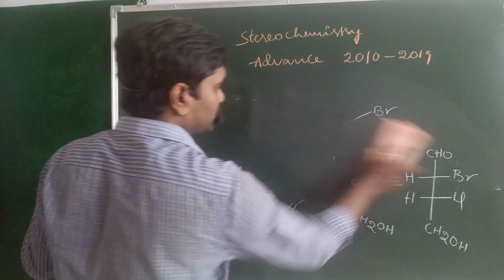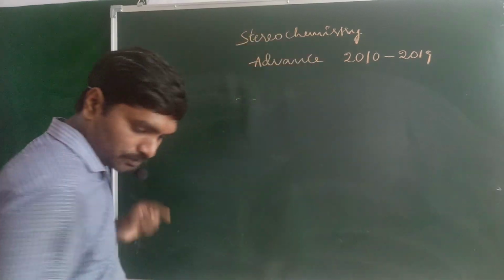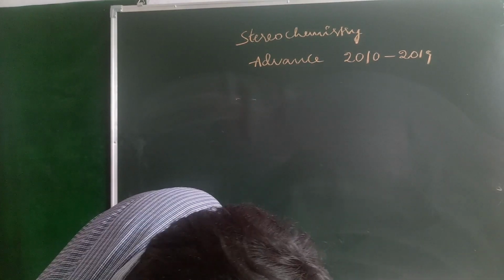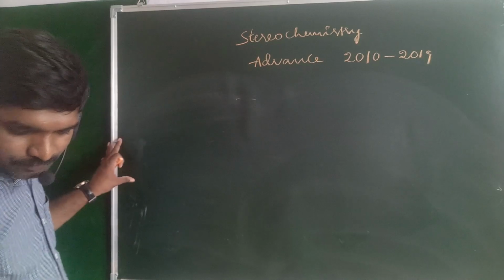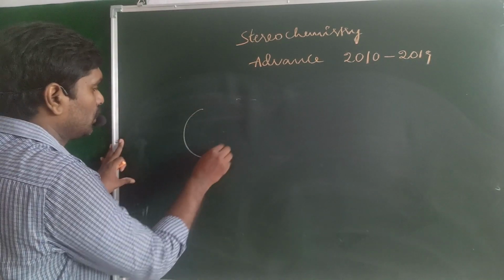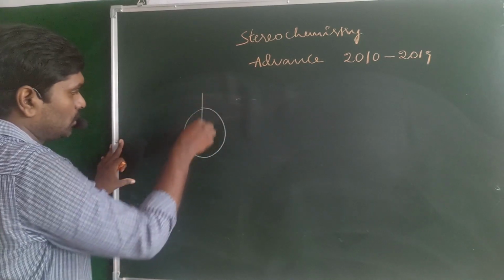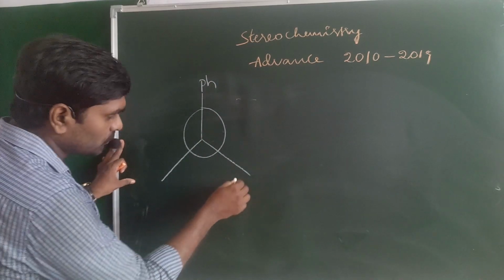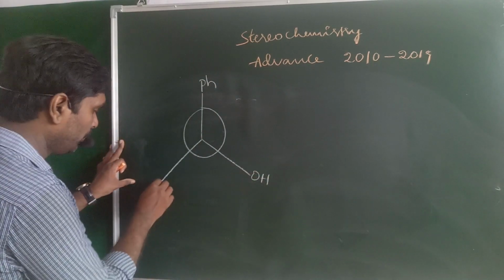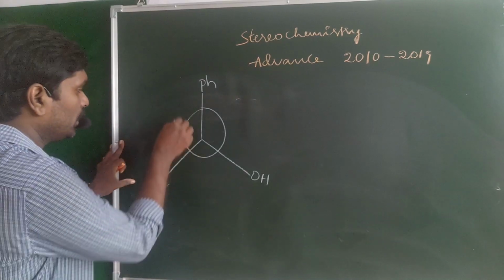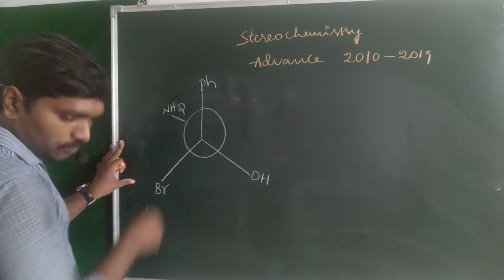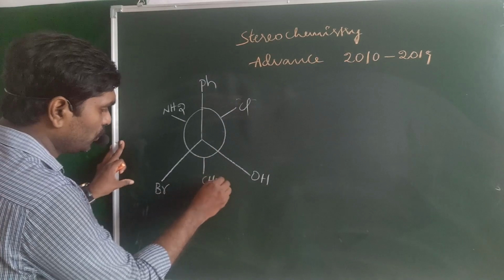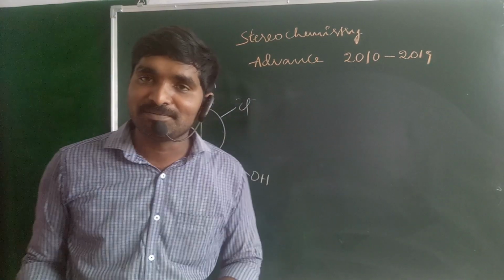And next one. pH, OH, Br, NH2, Cl, CH3. You know that this is a Newman projection formula.